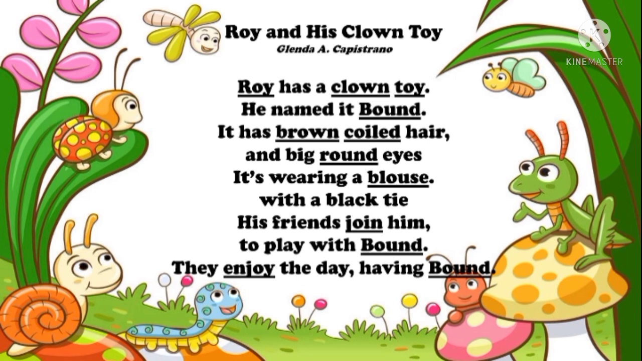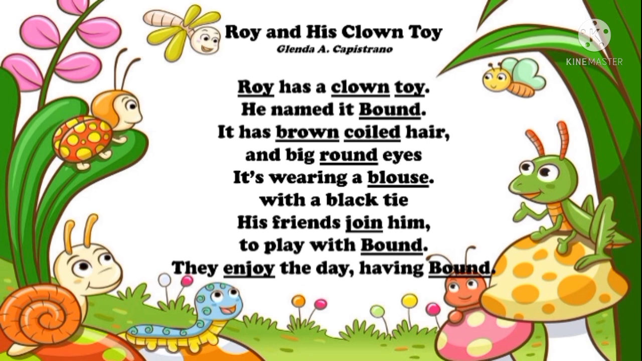Capistrano. Roy has a clown toy. He named it Bound. It has brown coiled hair and big round eyes. It's wearing a blouse with a black tie. His friends join him to play with Bound. They enjoy the day having Bound.